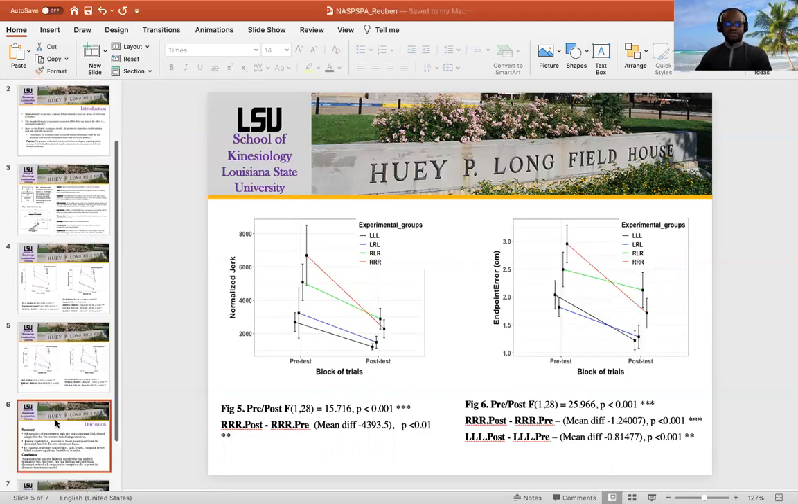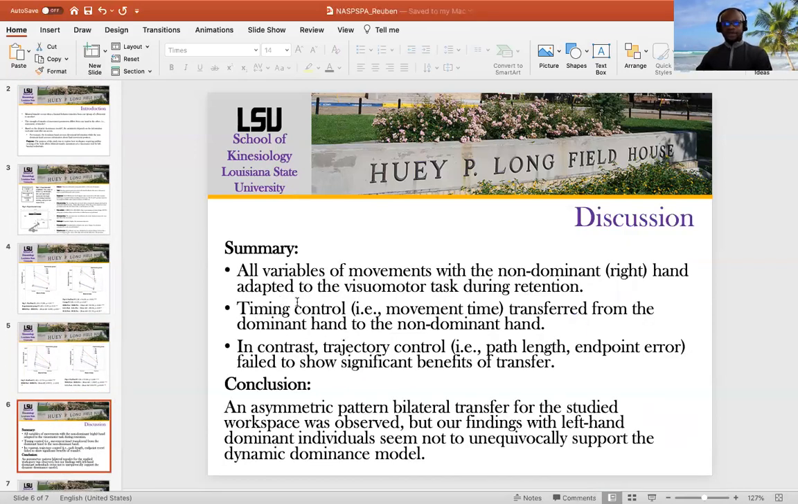What is the implication of this result? First, we provide a summary. All variables of movement with the non-dominant hand adapted to the visuomotor task during retention, and also timing control or movement time transferred from the dominant hand to the non-dominant hand. In contrast, trajectory control failed to show significant benefits of transfer.